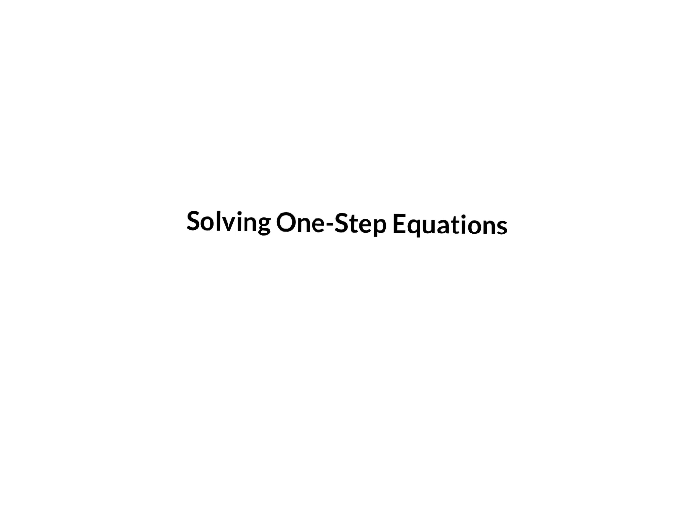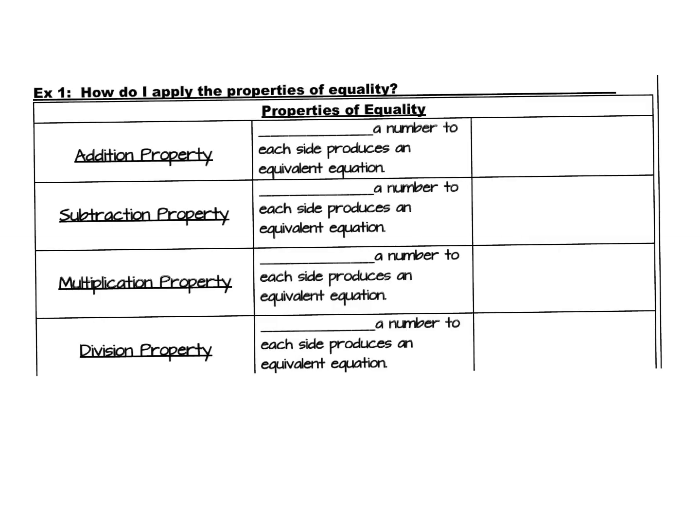In this lesson, we're going to be solving one-step equations. Example 1, how do I apply the properties of equality? So the first property we'll look at is the addition property. And what that states is that by adding a number to each side produces an equivalent equation.